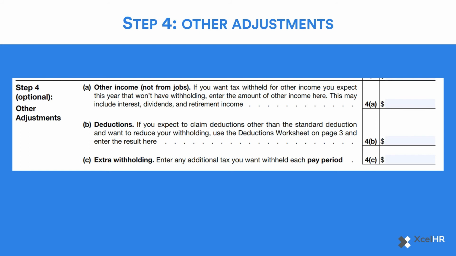Extra withholding, a lot of times some tax accountants advise you to have an additional withholding amount deducted from every paycheck. So 4C is where you're going to go ahead and put that amount, and this will be in addition to every paycheck that you have.